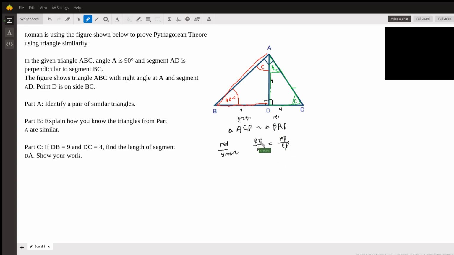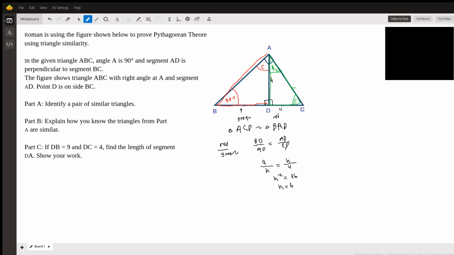And so now we can fill in the values. So BD is 9, AD we're calling H, so H, and then CD is 4. So you have H squared equals 36, so H is 6. And that's all there is to it.